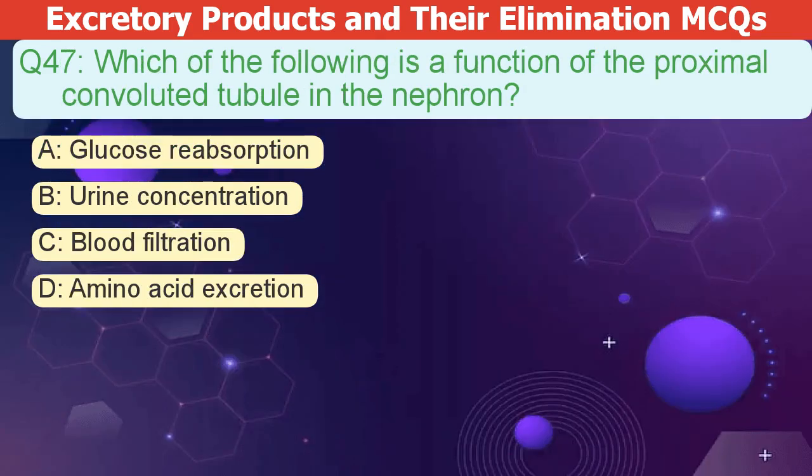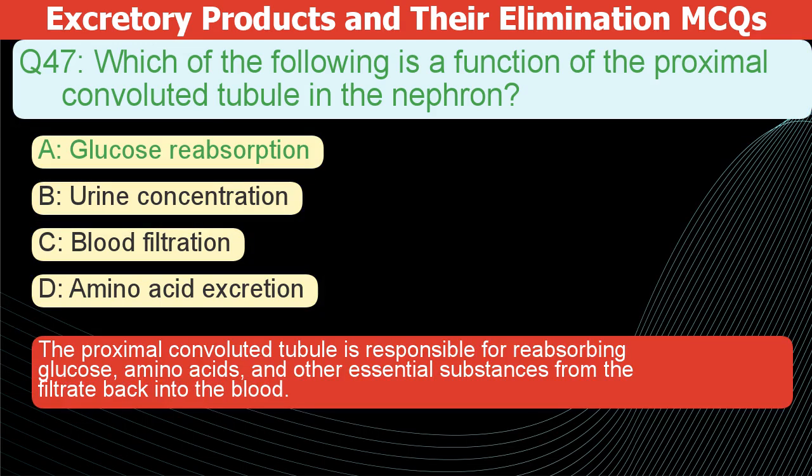Which of the following is a function of the proximal convoluted tubule in the nephron? A. Glucose reabsorption. B. Urine concentration. C. Blood filtration. D. Amino acid excretion. The correct answer is A. The proximal convoluted tubule reabsorbs glucose, amino acids, and other essential substances from the filtrate back into the blood.